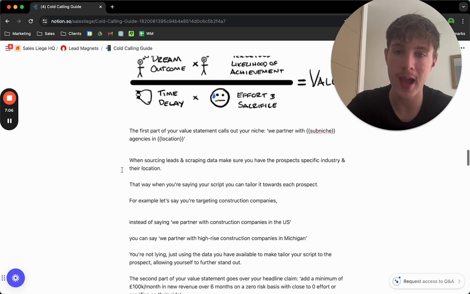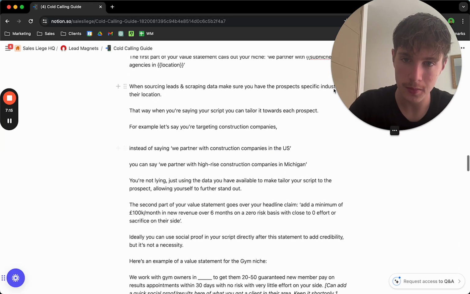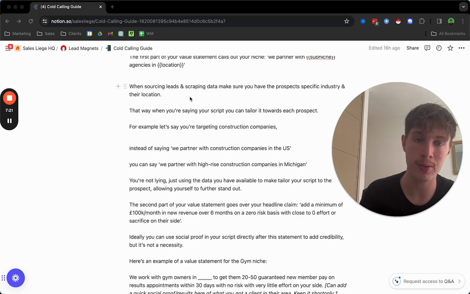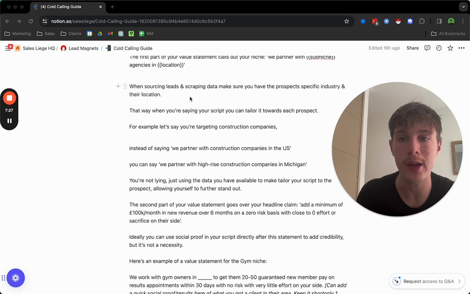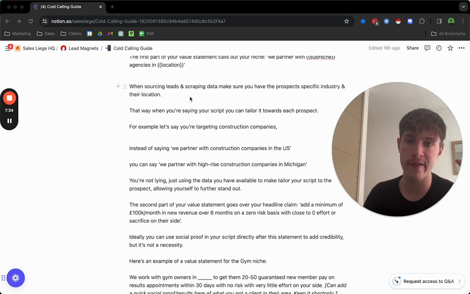So again, the first part of my value statement calls out my niche. So talk about the sub-niche, talk about the location. Like I said, when sourcing the leads and scraping the data, make sure that in your Google Sheet or whatever you're using, you're putting that prospect data in that sheet so you can see the specific industry, specific sub-niche or whatever it is, and their location as well. So you can tailor your script before calling each prospect towards them. And it makes it a lot more effective.